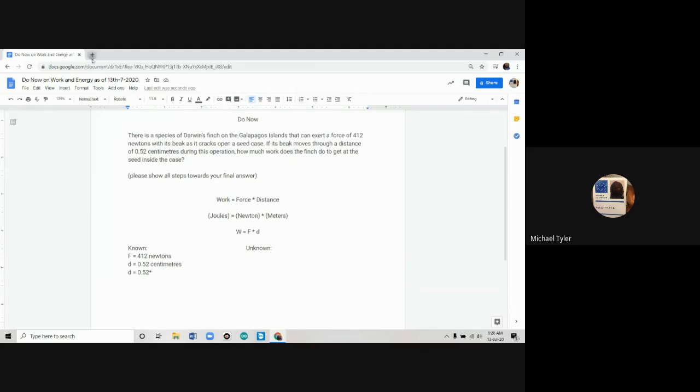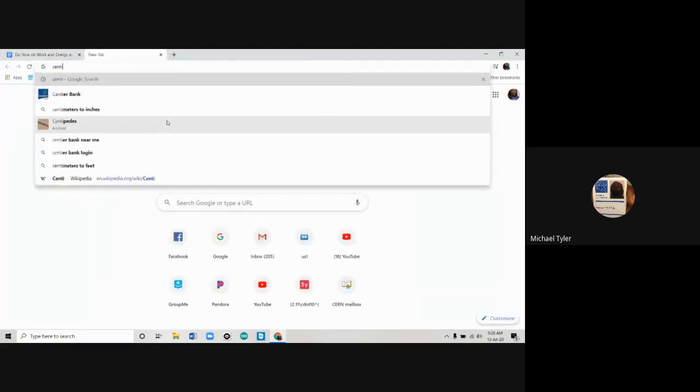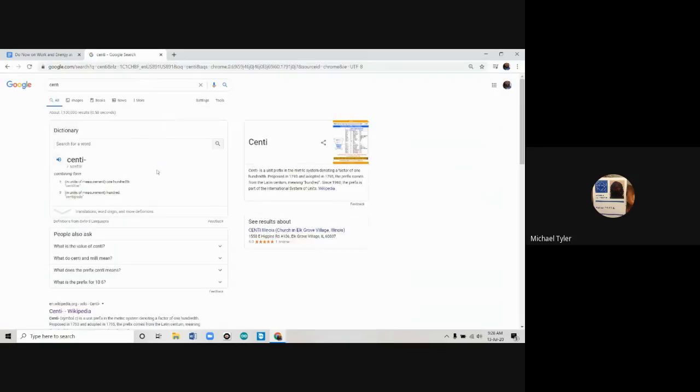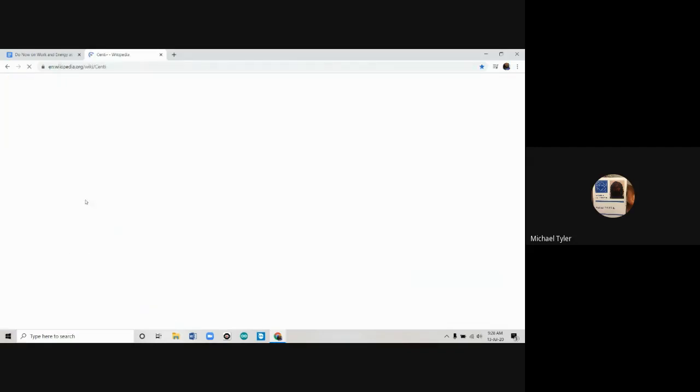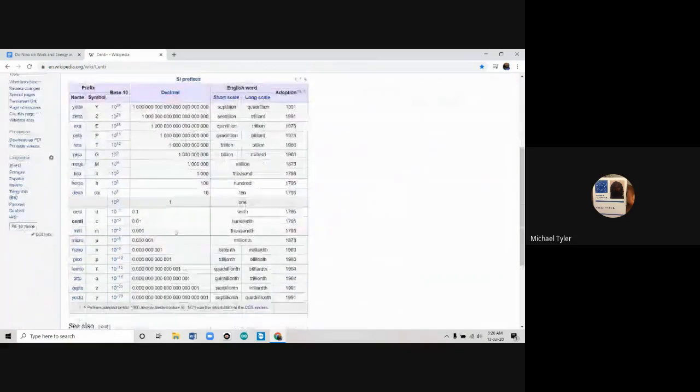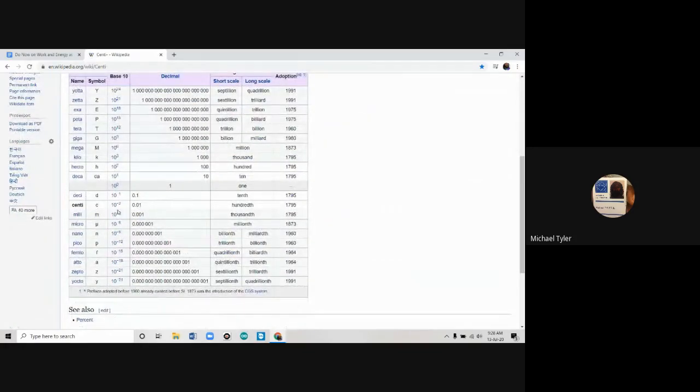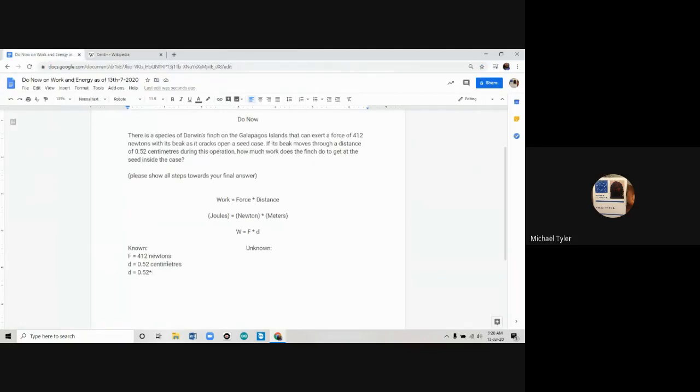And again, you just got to pull up that reference, centi. Let's take a quick look through Wiki. Let's cheat for a second. So centi is 10 to the negative 2, if you can see that. So very good. Now that means we have to convert it to just meters by removing that prefix. So it's 10 raised to the negative 2nd power. And now it's just meters.